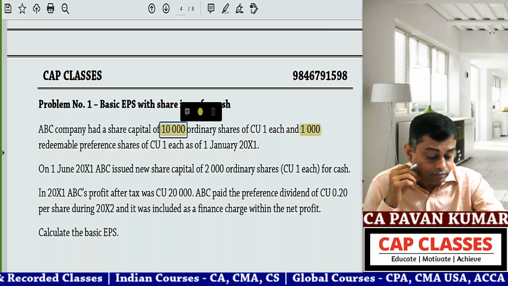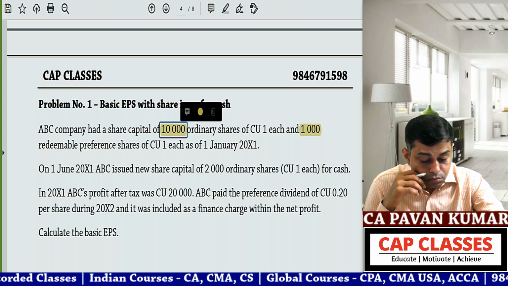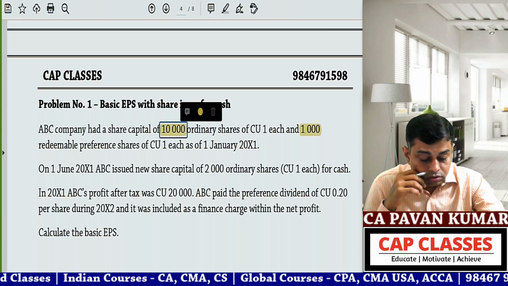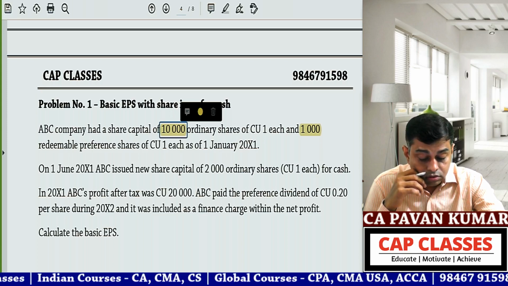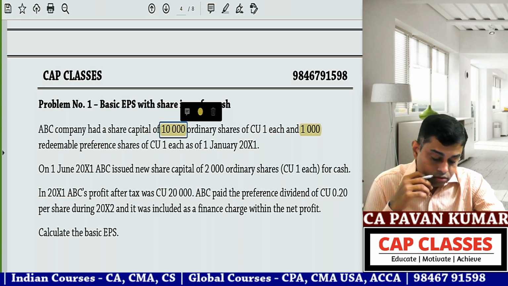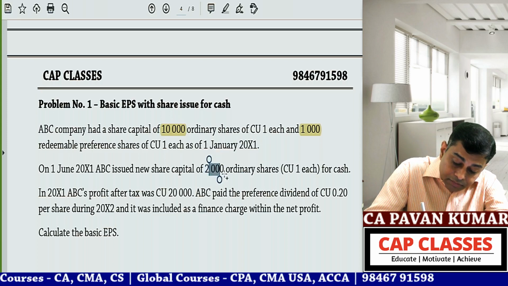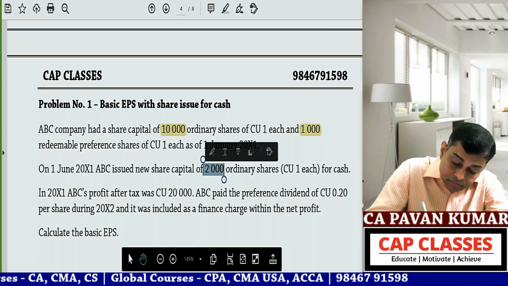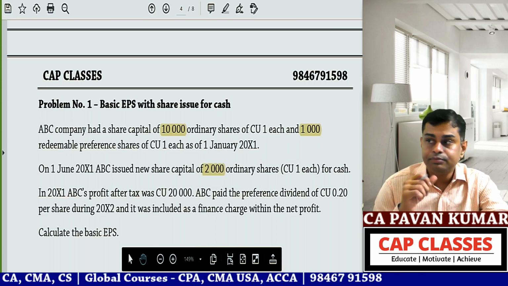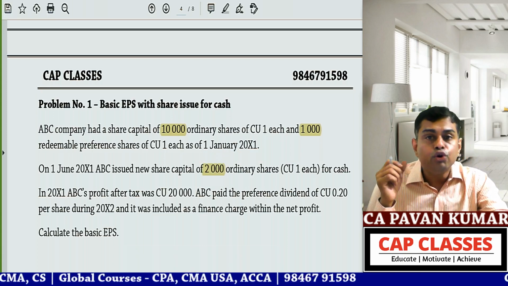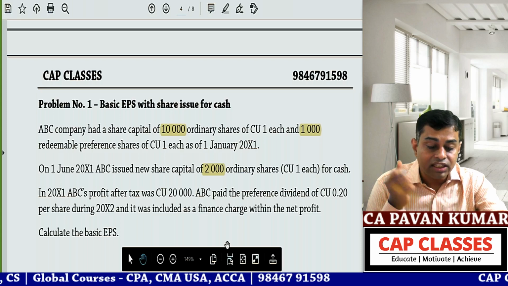Okay, next. Continue. On 1st June 2001, ABC issued new share capital of 2,000 ordinary shares, CU1 each, for cash. So will you consider this? Yes, sir. Yes, because this is actual. You have issued new shares. So by the end of the year, these shares also will be there.